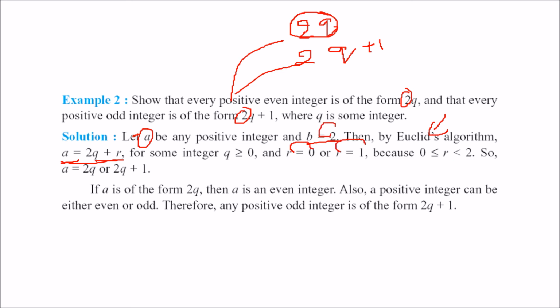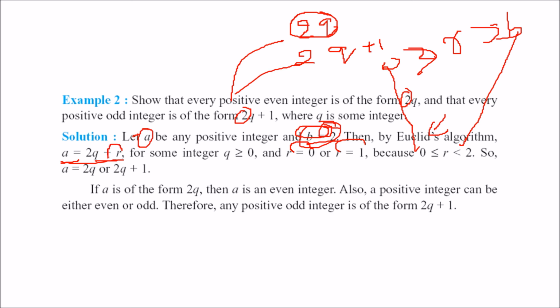R is between 0 and 2, and this is b, and we know that the remainder is always greater than or equal to 0 and less than b. Here 0 is this and b is 2. Placing 0 here, it will be 2q. Placing 1, it will be 2q plus 1. This is how the equation goes.